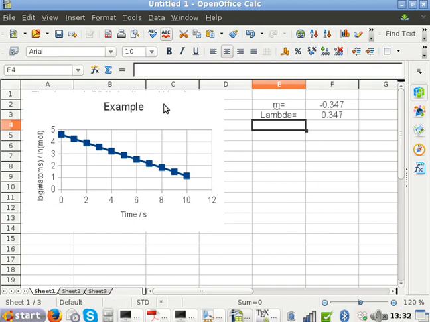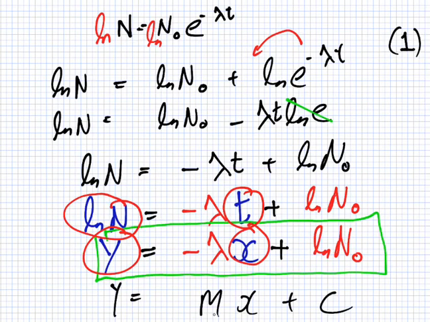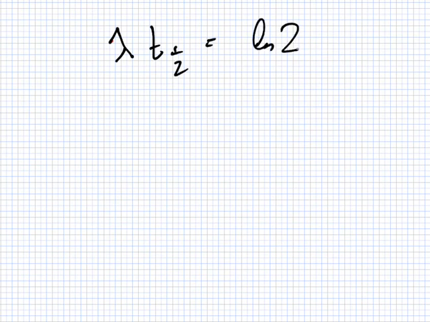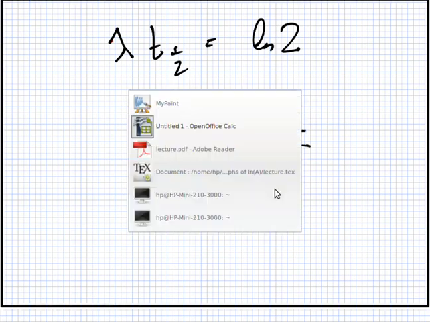Now, I can also calculate the half-life. Do you remember the formula for half-life with the lambda in it? I think it was like this. Lambda t a half equals log 2. We did this last time? Yeah, you can check your notes. Yes. So the half-life is log 2 divided by lambda.